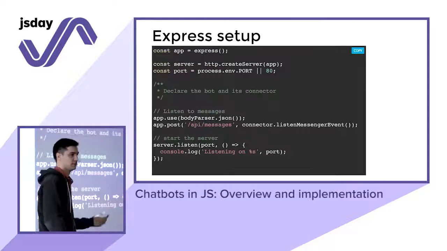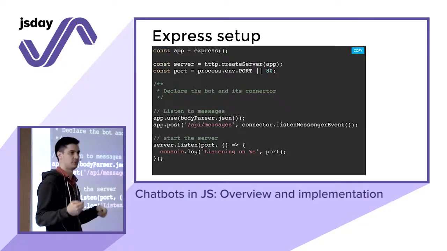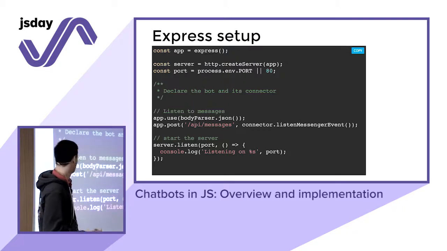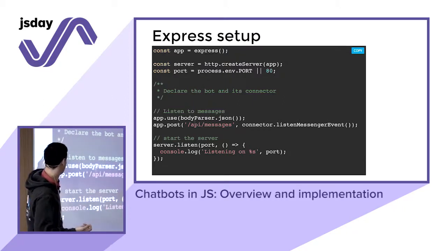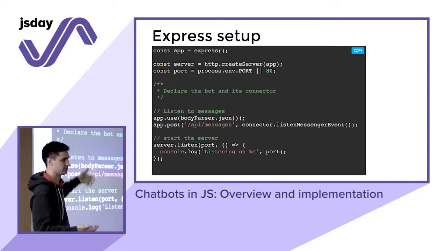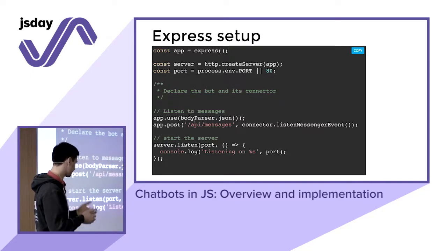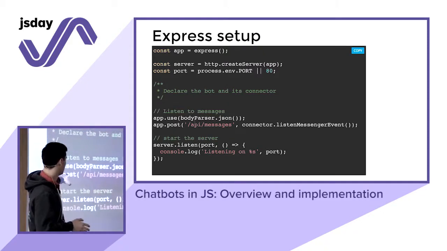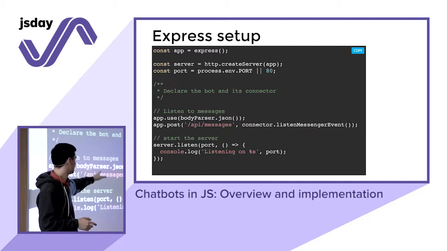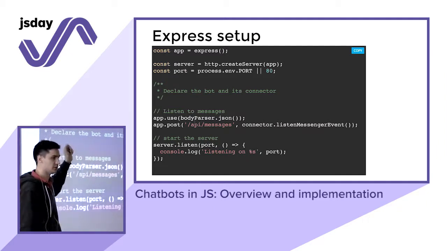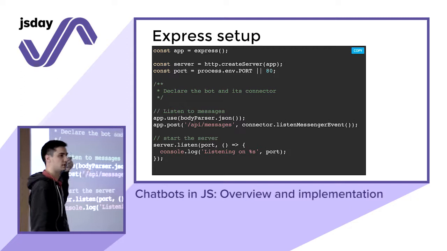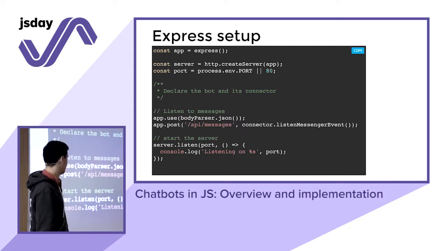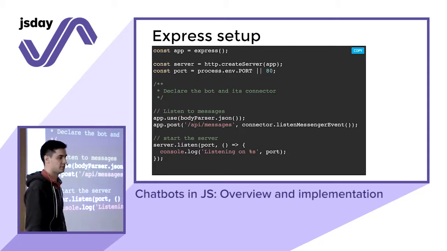The second part, well, you saw that for those who were here, a couple of minutes earlier. It's an Express setup. The only thing that's different is that we need to use a body parser to handle a response or a message coming from Facebook, for example. And then through an API/messages endpoint, we will use the listener we declared in our connector to listen to those messages. Then you launch the server and you have a chatbot running.